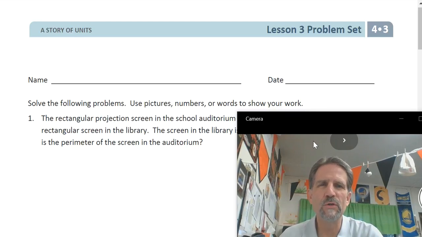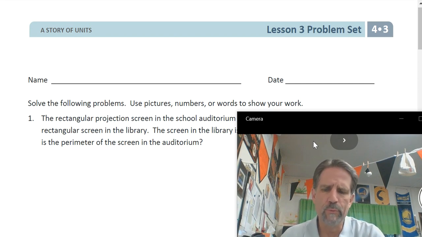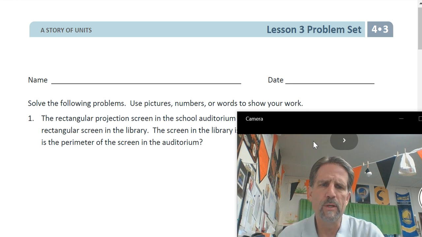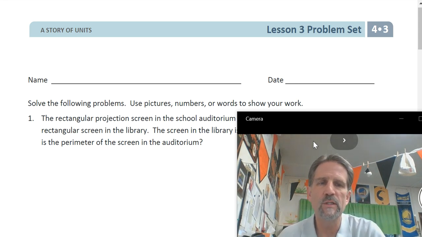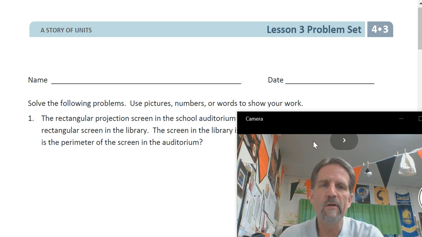Alrighty, welcome to Module 3, Lesson 3, the problem set. In this lesson, we are going to demonstrate understanding of area and perimeter formulas by solving multi-step real-world problems. So, more word problems and more using the formulas for the area and the perimeter. All right, let's get started.